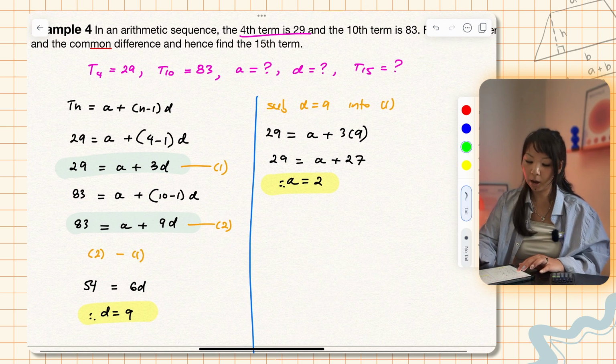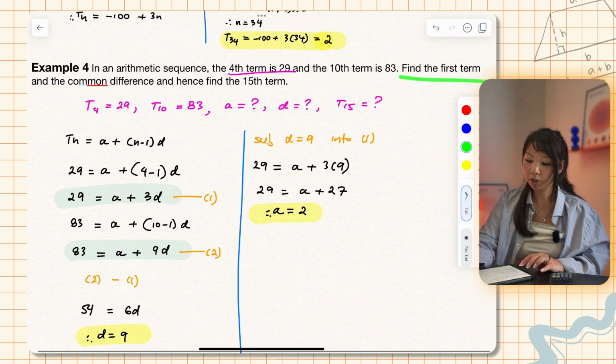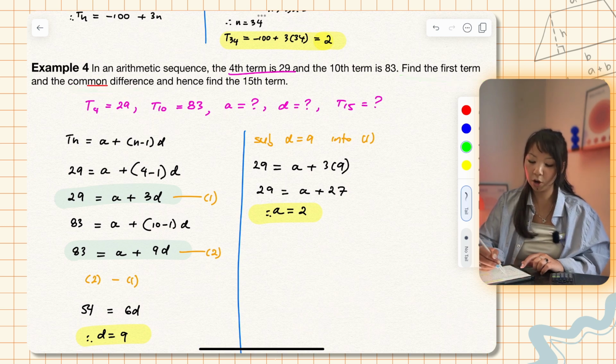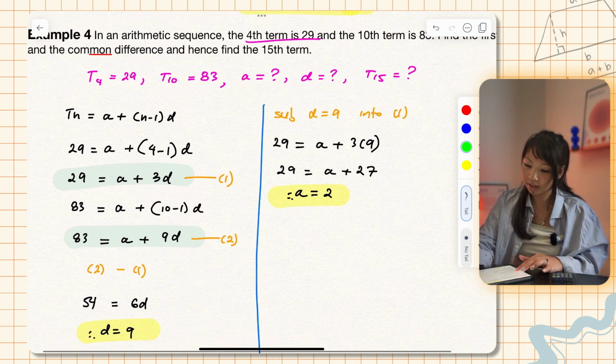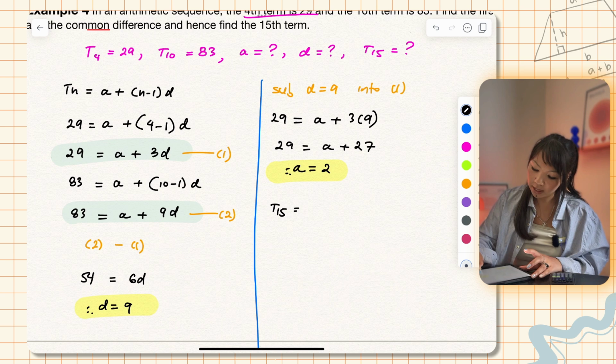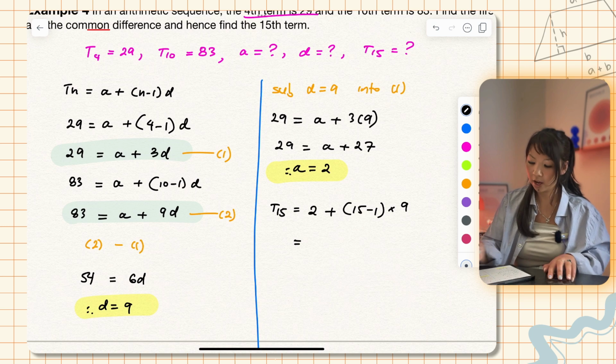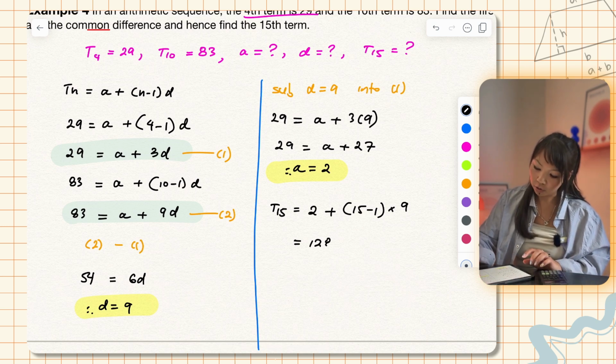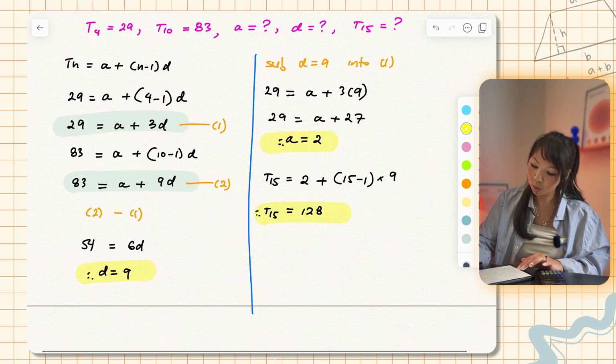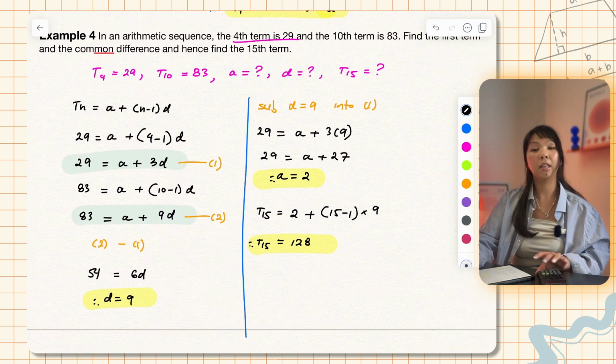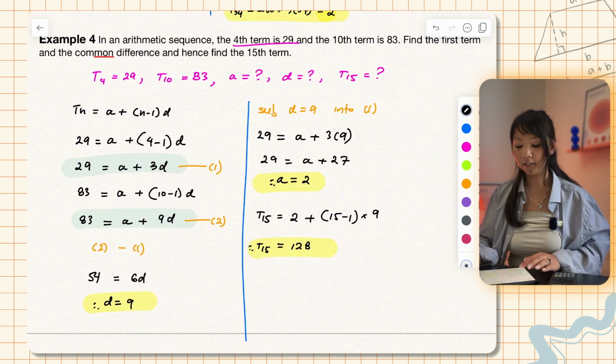Now we can't forget our big picture goal as well. The question says find the first term and the common difference, and hence find the 15th term. So now I'm looking for T15. a is 2, n is 15, so 15 minus 1 times a common difference of 9. That's going to give us 128. Okay, so that there is all of your little bits and bobs to completely answer this question.